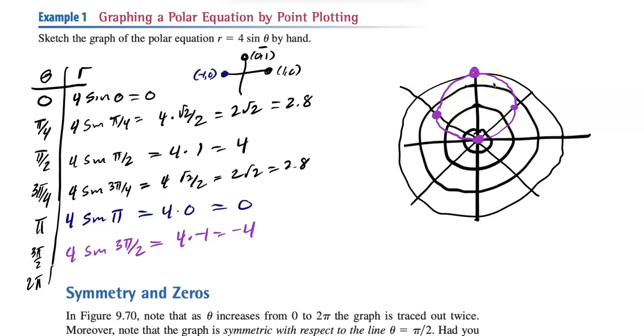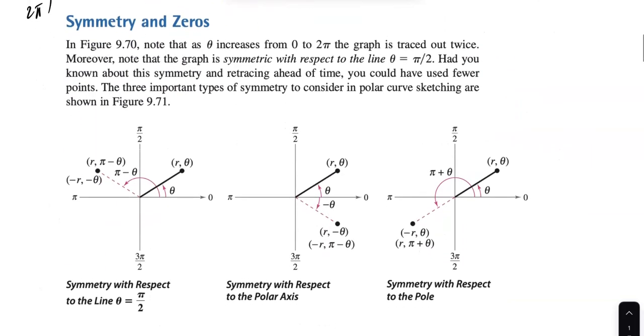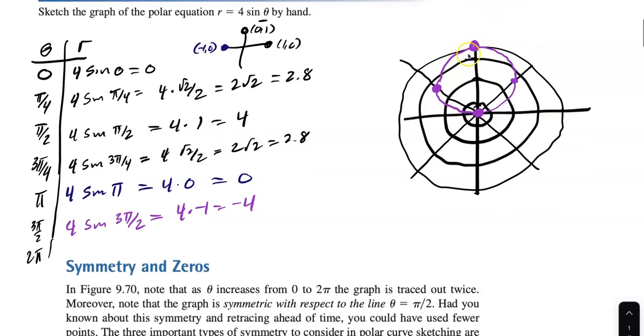That's how you plot polar. It's the same thing. If you're not sure what the graph looks like, you just make a table with angles. You plug it in, you get trig values from the unit circle, and then you connect it. Just try to connect it with curves instead of lines. Symmetry and zeros. If you notice on the picture we just did, it's symmetric about pi over 2.